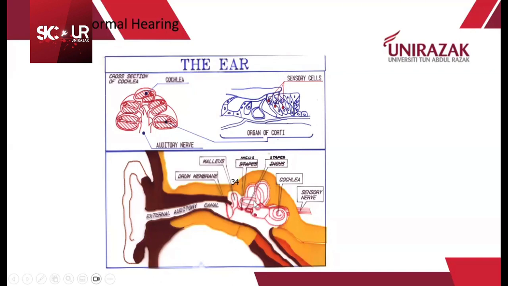tulang-tulang dalam telinga dan ditransfer daripada bentuk getaran melalui koklea, dan koklea akan ubah daripada getaran menjadi electrical signal. So kemudian dia akan dihantar ke sensory nerve lah. So telinga kita ni mengubah daripada bentuk getaran kepada electrical signal. Suara kita daripada electrical signal ubah kepada vibration.